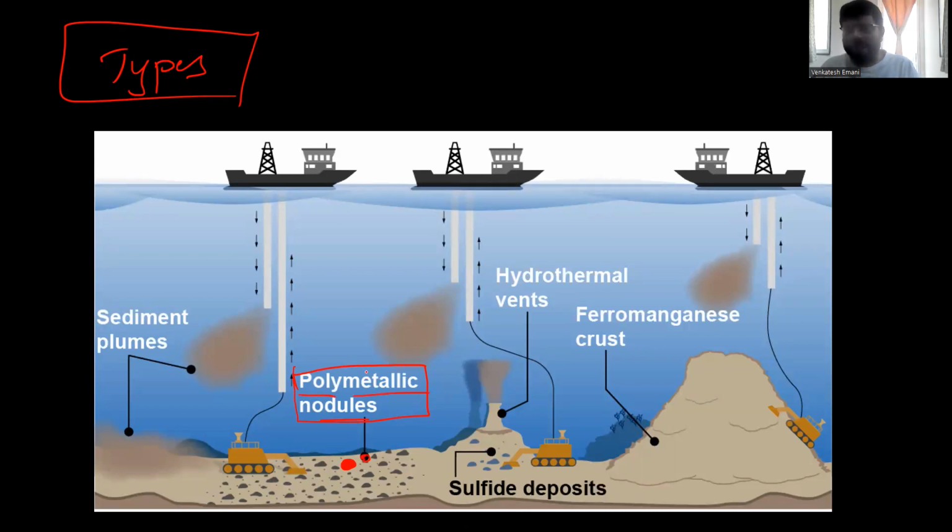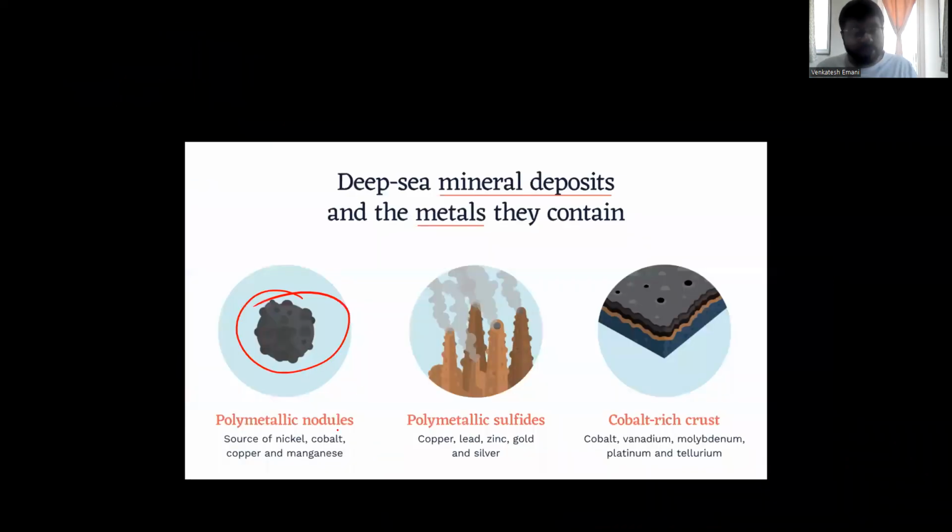So many metals, ball-like structures which are found on the seabed, which have metals. And they're a source of nickel, cobalt, copper, manganese. They have a significant amount of such kind of source, the polymetallic nodules. And if you extract them, it would be of use.